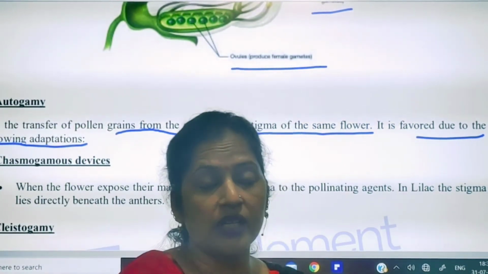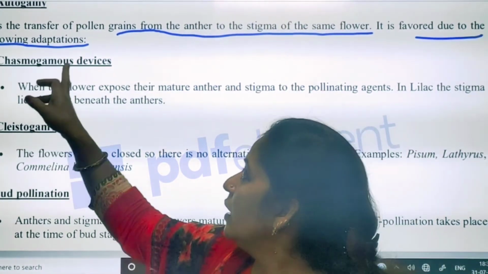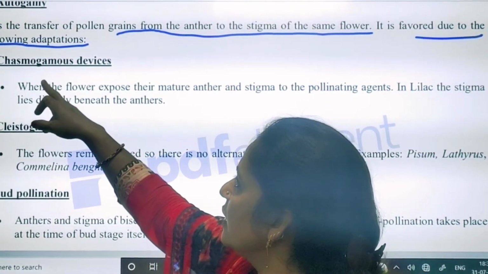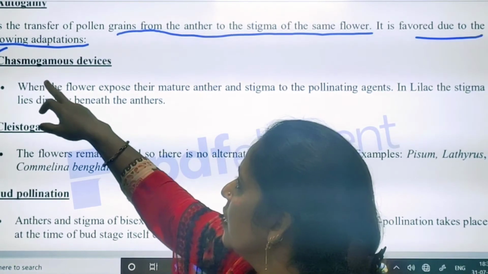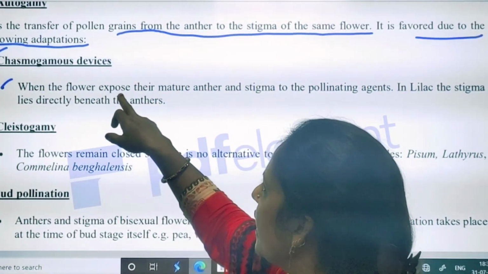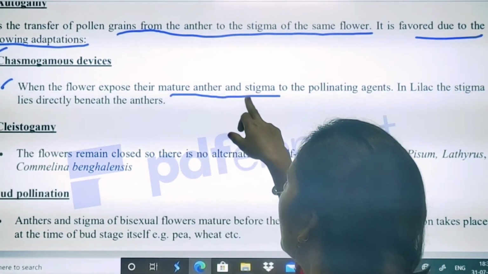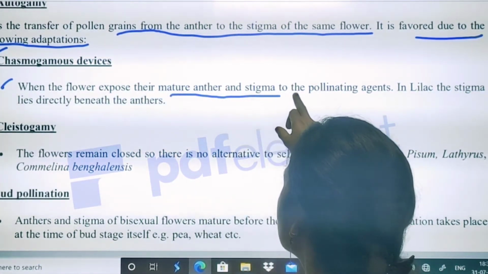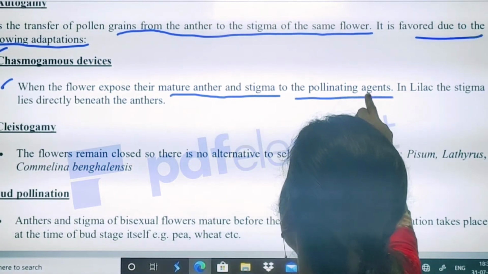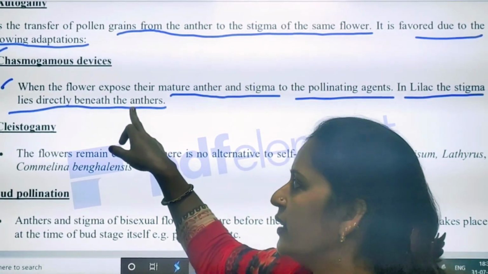Why is it favored? Due to the following adaptations. First is the chasmogamous devices. When the flowers expose their mature anthers and stigma to the pollinating agents. In some flowers, the stigma lies directly beneath the anthers.